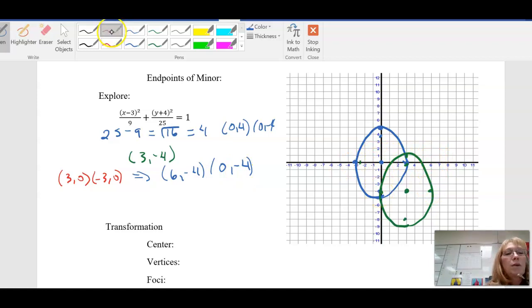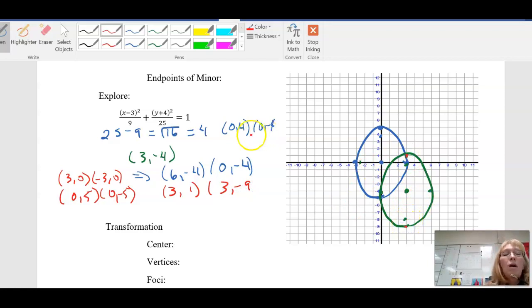Now let's do our other vertices. So now our other ones were on the y, and they were 0, 5, and 0, negative 5. Let's move those. We're going to be at 3, 1, and 3, negative 9. Let's look. We are at 3, 1, and 3, negative 9.